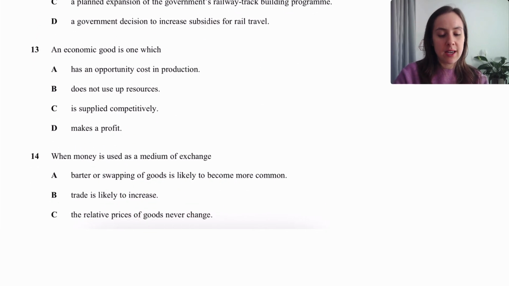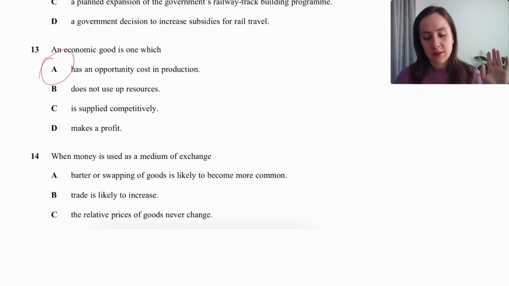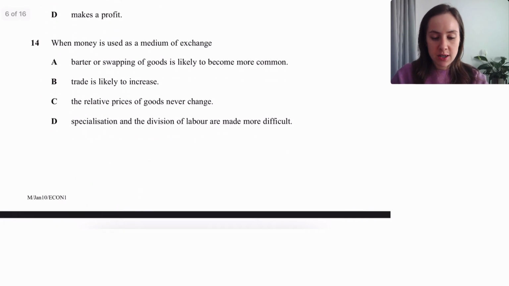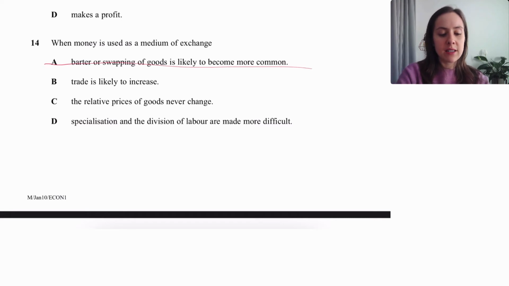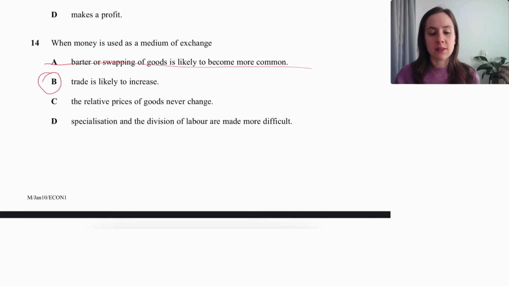An economic good has opportunity cost. Yeah, it's a good definition, just one to learn. Money is a medium of exchange. You are not going to swap goods, you're going to swap goods for money instead. Trade is likely to increase. Yeah, because it becomes easier. It's easier to find somebody who wants to buy a pen for money instead of a pen for a paperclip.